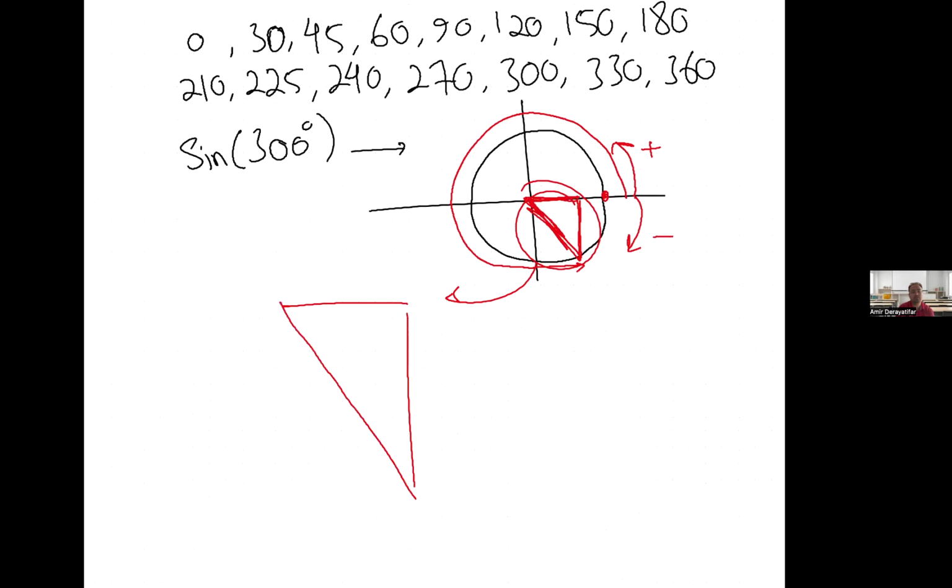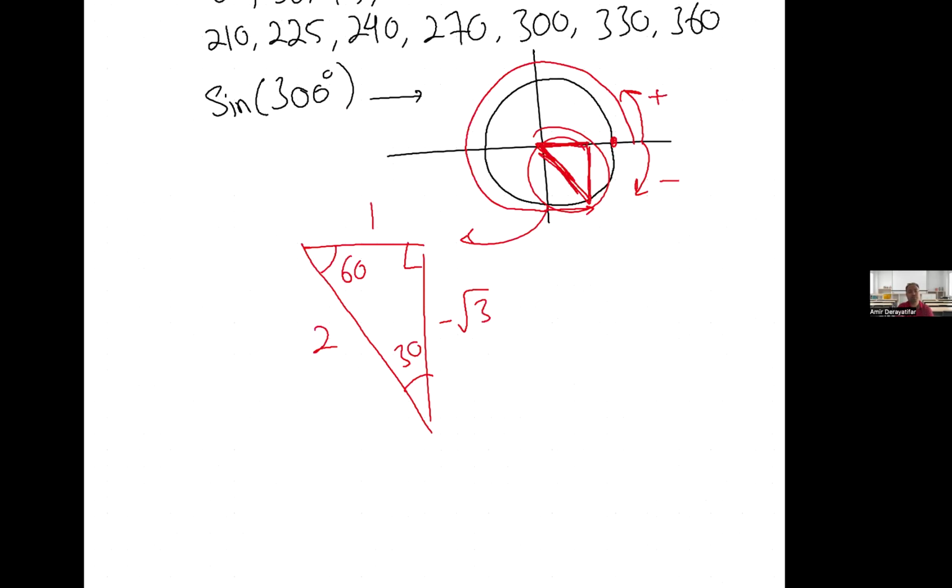So this is 60 degrees because this is 300. So that is 60 degrees short of 360. So this is a 60-30 triangle. So this is 1, since it's going to the positive. But the y component of this triangle would be negative root 3, since it's going down, right? It's to the negative direction of the y-axis, and the hypotenuse is 2. So 1, negative root 3, and 2.